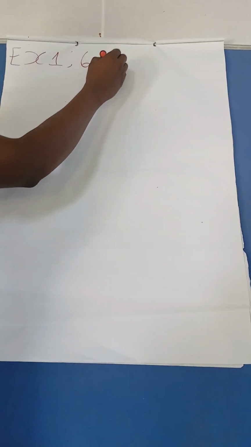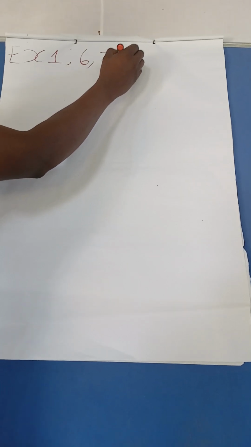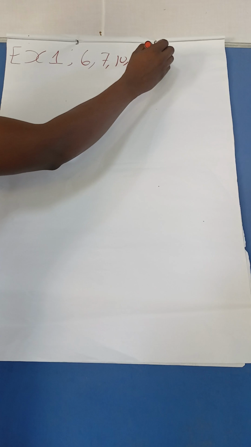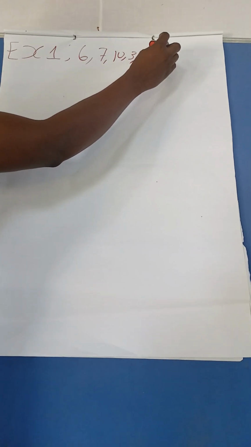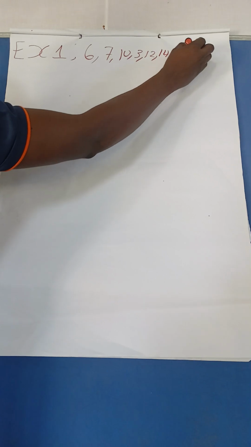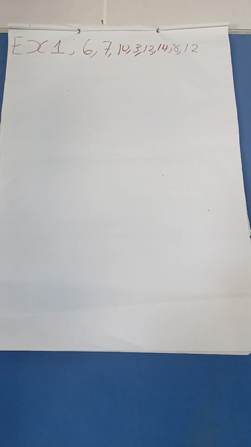Let's say you have the ungrouped data: 6, 7, 10, 3, 12, 14, 8, and 12. So that is the ungrouped data.